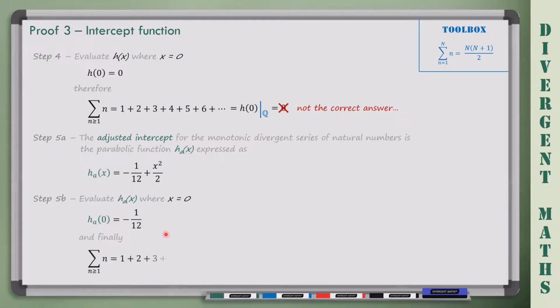And finally, this is the sum from n equals 1 to infinity of all natural numbers. It is the intercept, the value of the intercept evaluated at 0, or the intersection of that adjusted intercept function with the vertical axis after projection on Q, which is -1/12. Again, that is a rational number, so there's no need to project. Let's just keep that in mind as a general rule. And that is indeed the value of the monotonic divergent series of natural numbers.